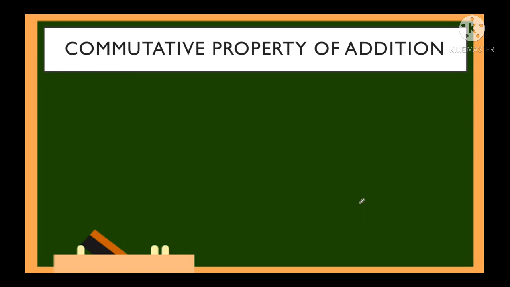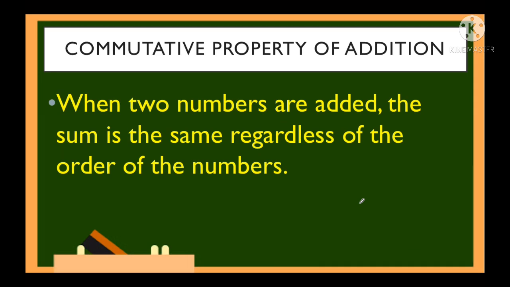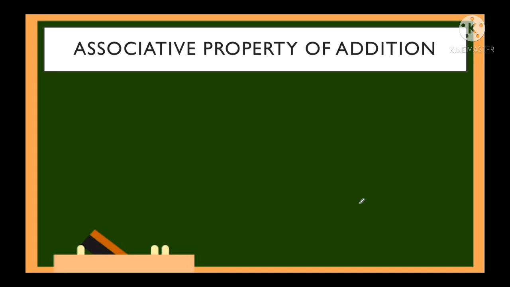Again, when two numbers are added, the sum is the same regardless of the order or the places of the numbers. In the rule, we have a plus b equals b plus a. That is the commutative property of addition. Okay? Remember that one. Next, the second one. After this property of addition, we have the second one. What is this? Yes, associative property of addition.